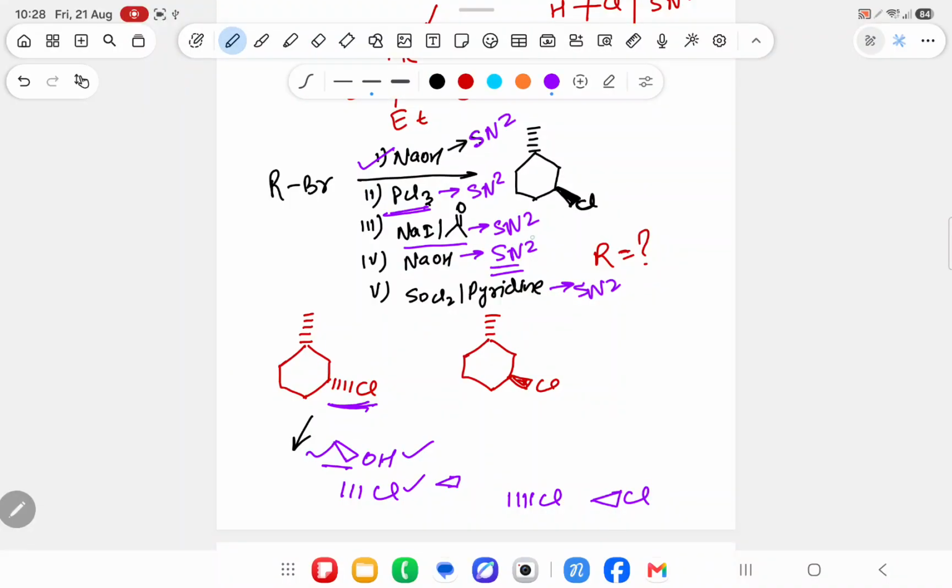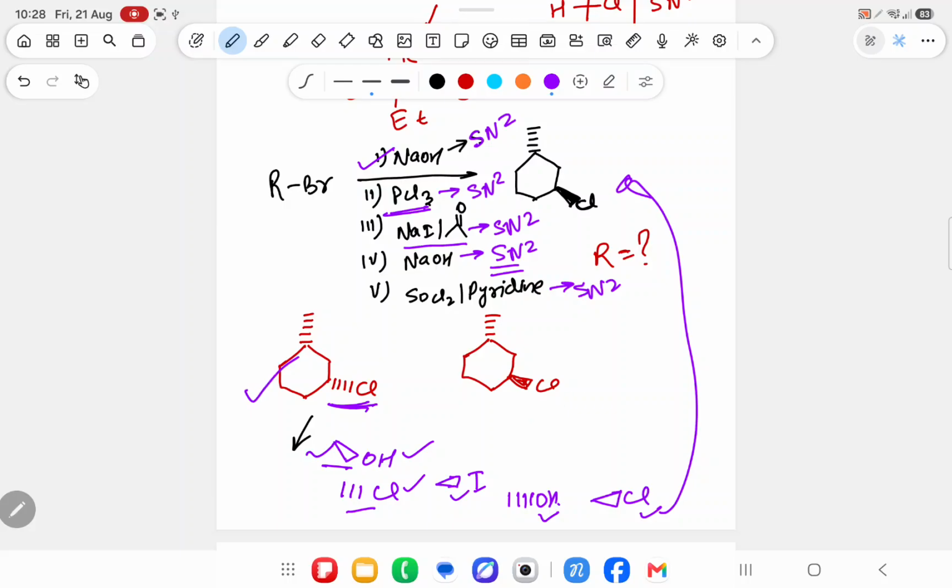NaI will also do SN2. I will give I. So dash is converted to base with I. Then NaOH, again SN2. It will give OH. Again I have written Cl. So I also get confused. OH will come, but base will convert it to dash. Then again SOCl2 pyridine, SN2 dash. This is the answer now. So this is the correct one.